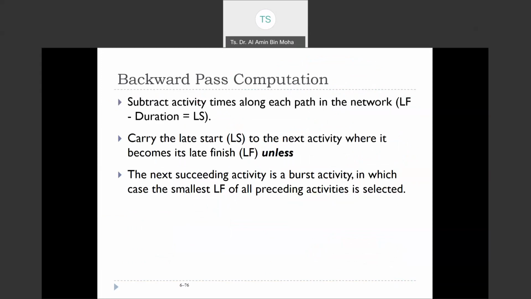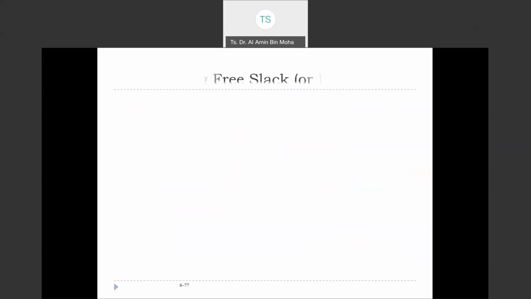Subtract the activity times along each path in the network. Basically, late finish minus the duration, you're going to get the late start. Carry the late start to the next activity where it becomes its late finish, unless the next succeeding activity is a burst activity, in which case, for the backward pass, the smallest of all preceding activities is selected.